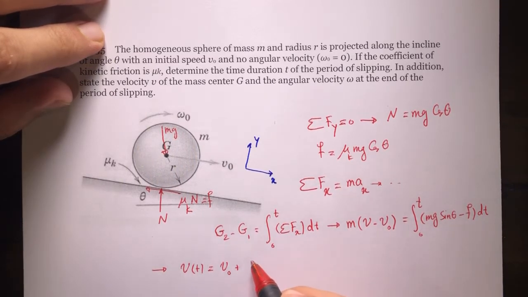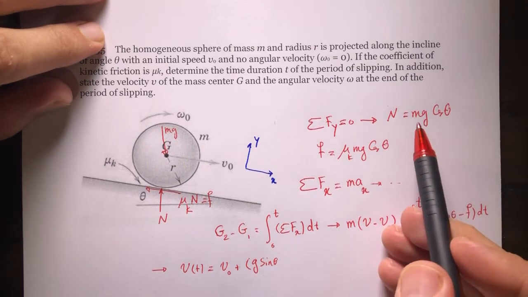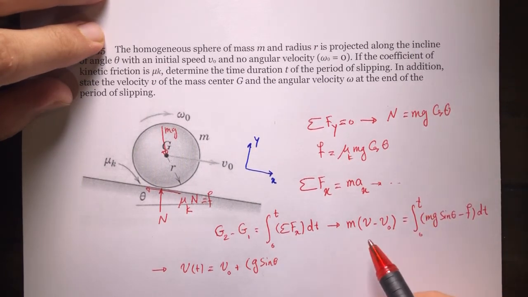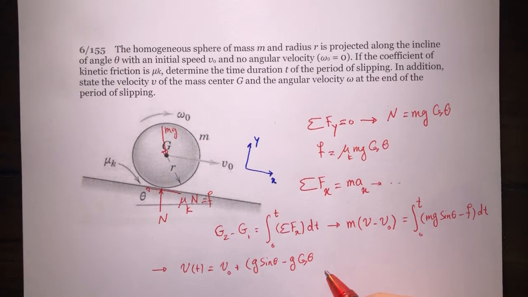We are going to have g times sine of theta, and the friction force is mg times cosine of theta, which we divided by m. So it's going to be negative g times cosine of theta times t. Actually, we have mu k as well in the friction.